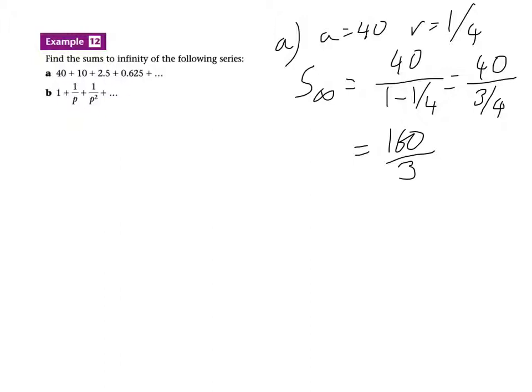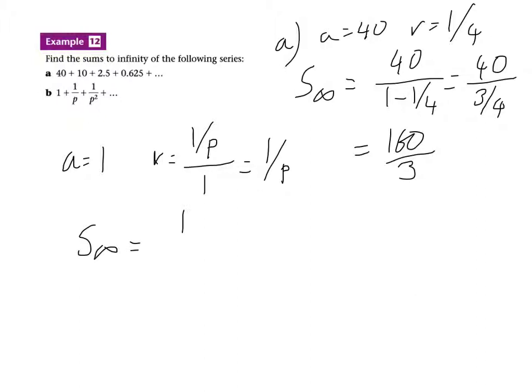Okay, now if we look at the next one, what we're given here is that a equals 1. If you think, what do we multiply by each time? We're multiplying by 1 over p. We can find this, of course, by just doing r equals one term over the other term, so it's 1 over p. So we're substituting in. The sum to infinity is a over 1 minus r, which is 1 over 1 minus 1 over p.